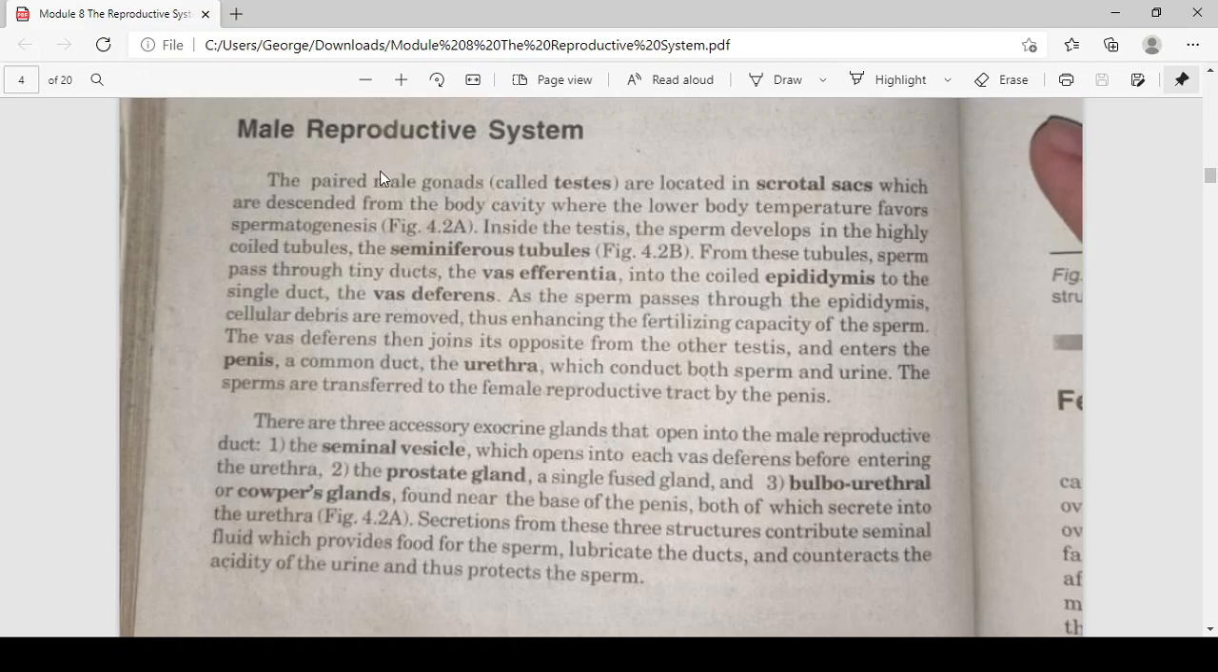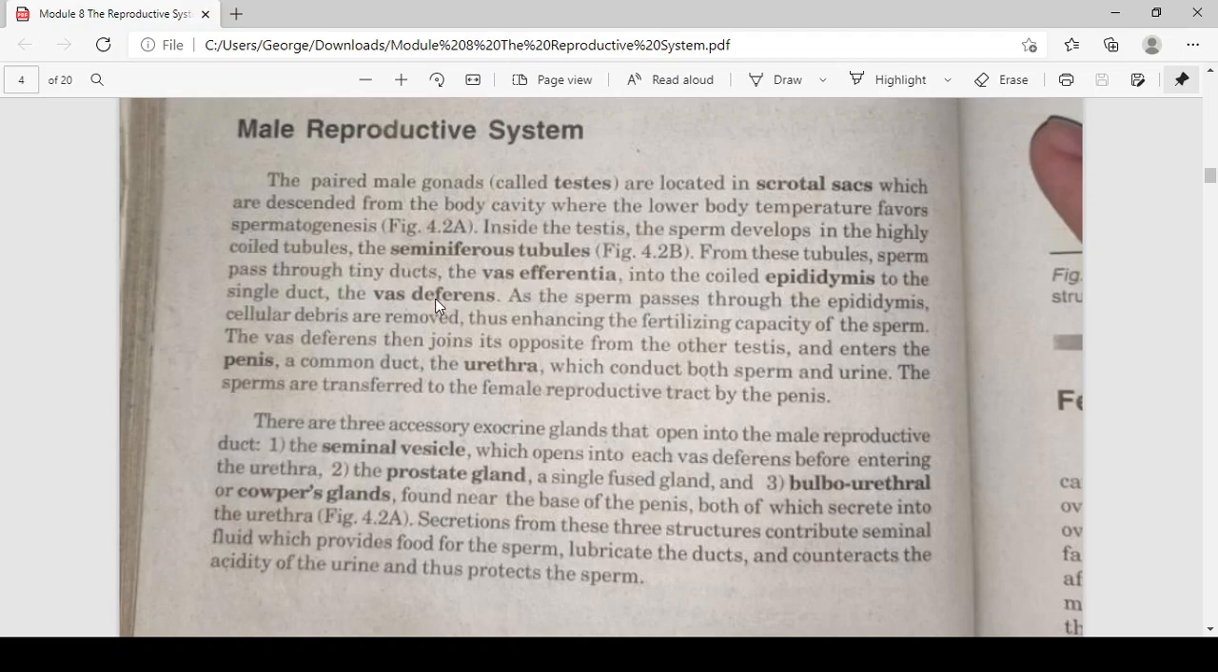So, the paired male gonads, kids, these are called your testes. They are located in your scrotal sacs, which are descended from the body cavity where the lower body temperature favors spermatogenesis inside the testes. The sperm develops in the highly coiled tubules, the seminiferous tubules. From these tubules, sperm pass through tiny ducts called the vasa efferentia into the epididymis, into a single duct, the vas deferens.